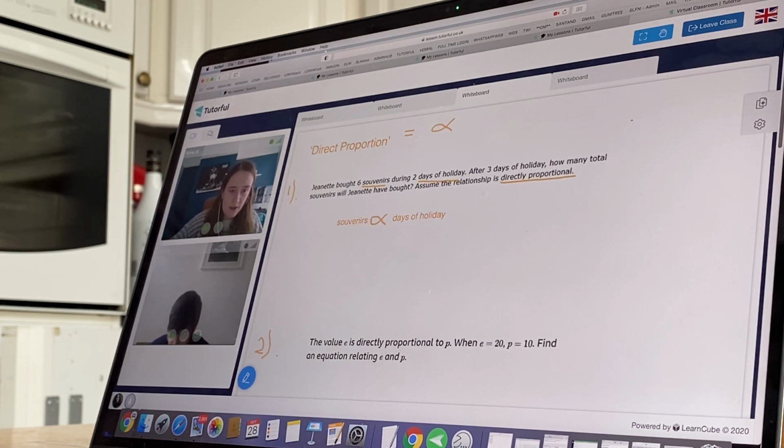And then what we do is we can rewrite this as souvenirs equals K times the number of days of holiday, where K is the scale factor, or it's just a number that we don't know. So K is the missing value that relates them both, makes them proportional.